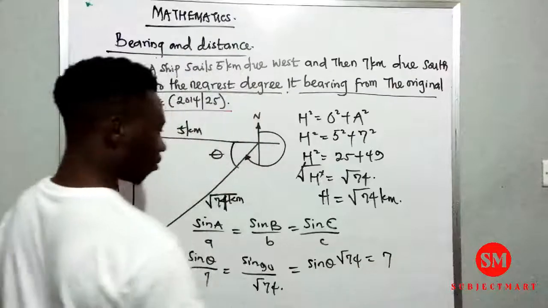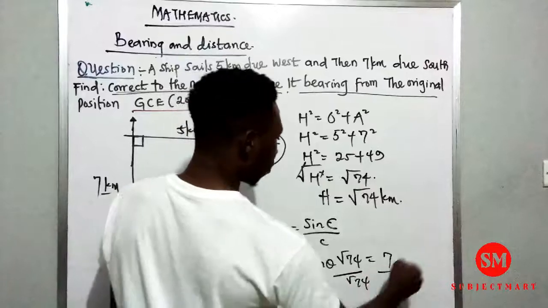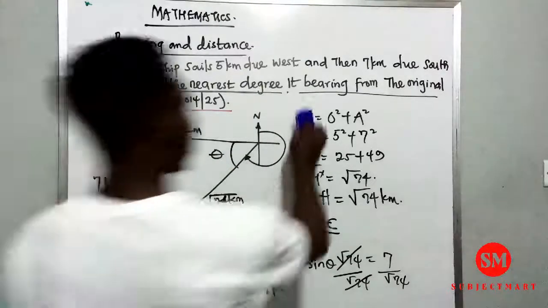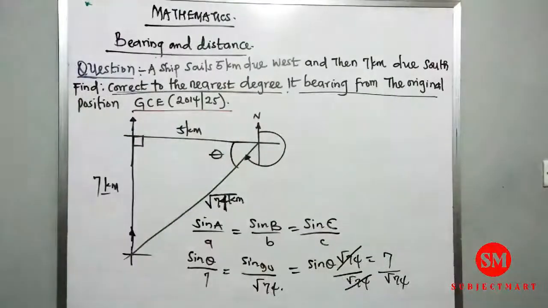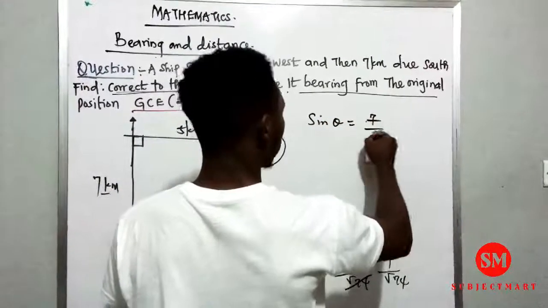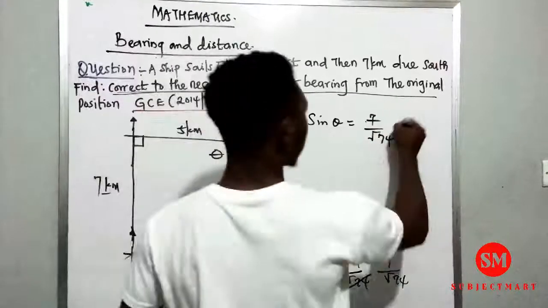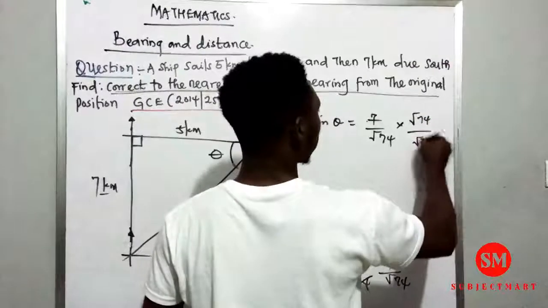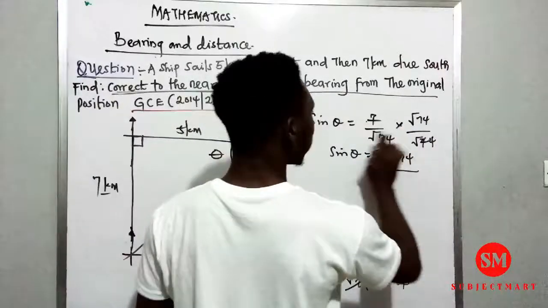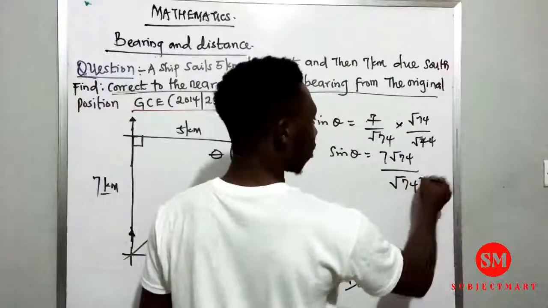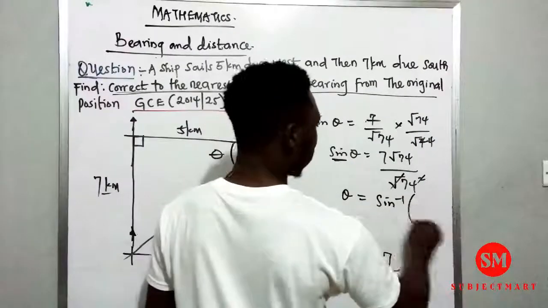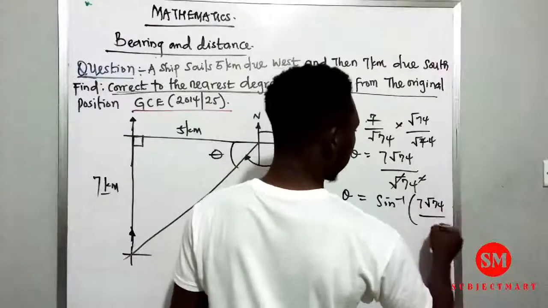1 times 7 is 7. So we divide both sides by root 74, and root 74 cancels root 74. So sine theta is equal to 7 over root 74. If you want to rationalize, you multiply by root 74 over root 74. So sine theta is equal to 7 root 74 over root 74 times root 74, which gives root 74 squared, and the square cancels the root. So theta is equal to sine inverse of 7 root 74 over 74.